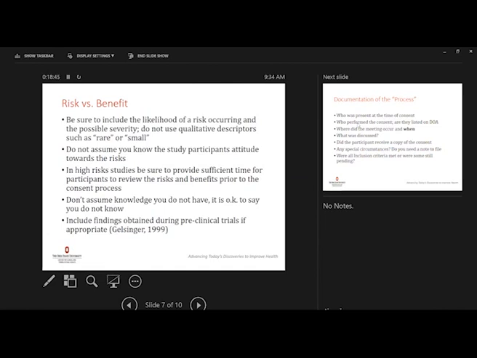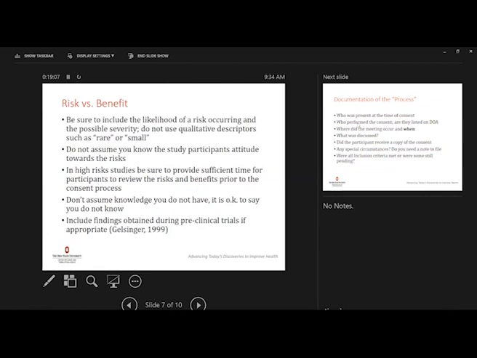So it's better to say that you don't know and then say, I'll get back, let me check with the investigator, maybe they know, or let me look into that and I will get back with you. And then always make sure that you get back with them. And also be sure that you also look at any findings that may have been discovered during the preclinical trials.